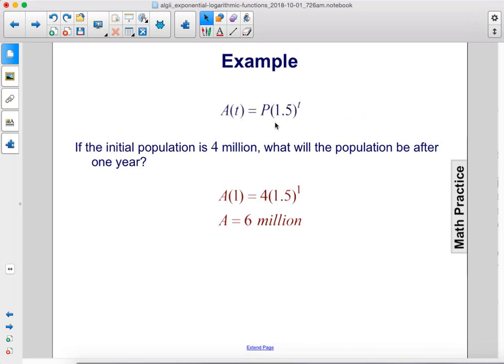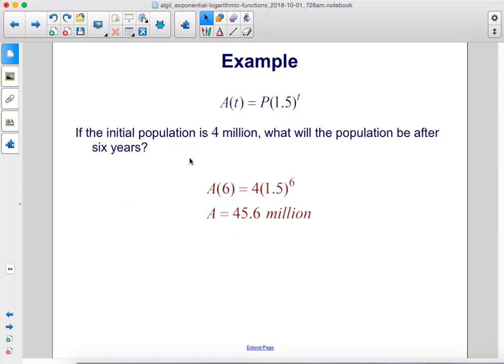A of t equals p times 1.5 to the t power. If the initial population is 4 million, what will the population be after 1 year? So we plug in 1 for t, and we plug in 4 for p, and we get A equals 6 million.